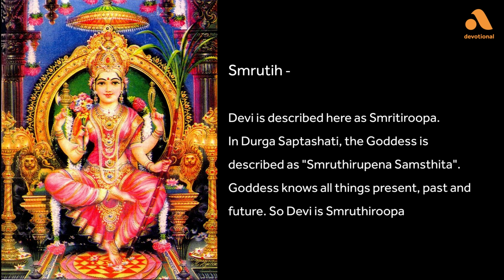Smriti. Devi is described here as Smriti Rupa. In Durga Saptashati, the goddess is described as Smriti Rupena Samsthita. The goddess knows all things, present, past and future. So Devi is Smriti Rupa.